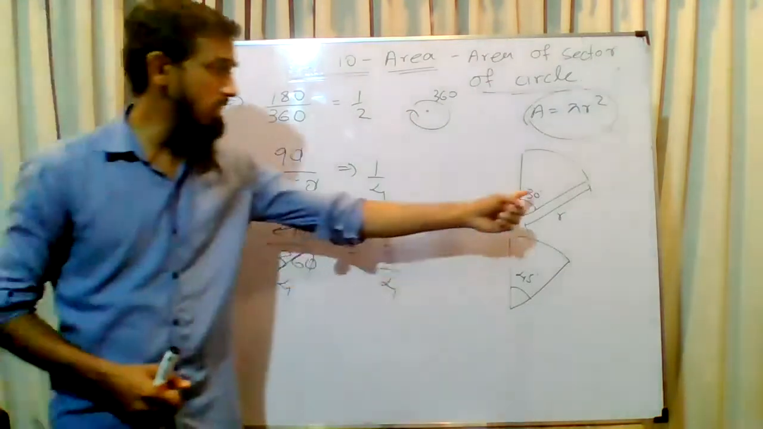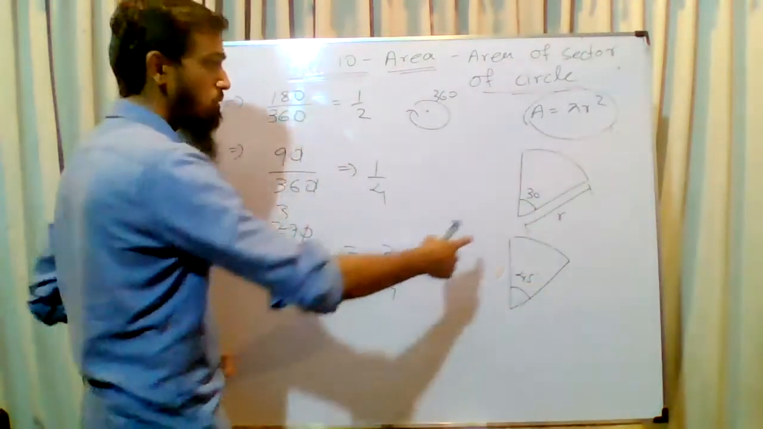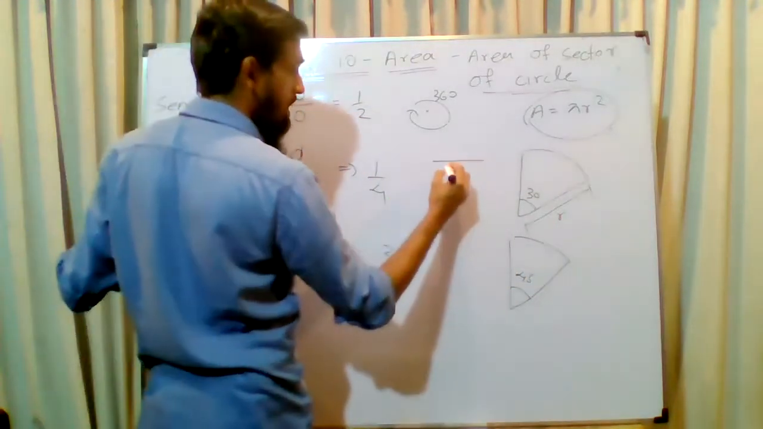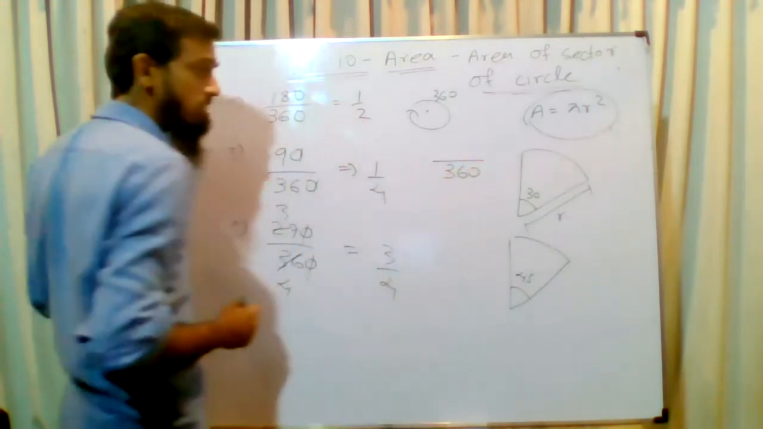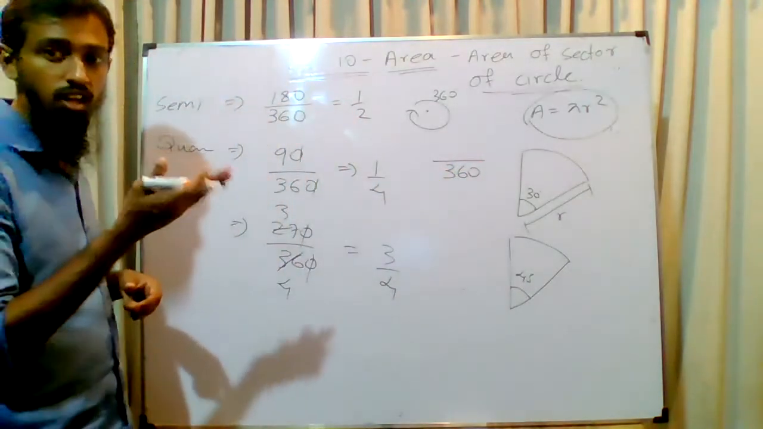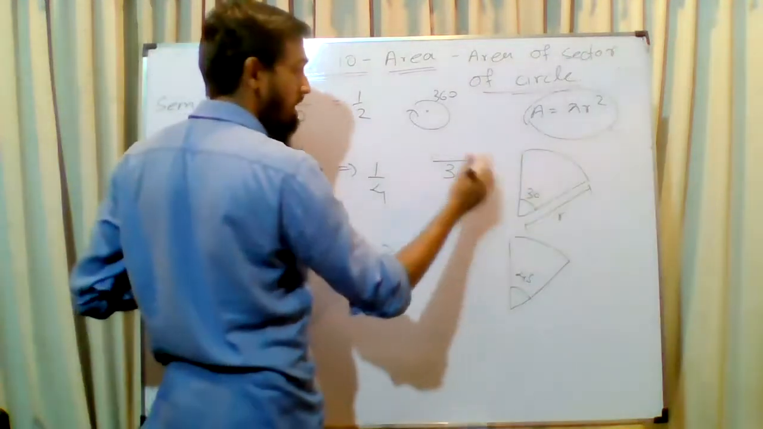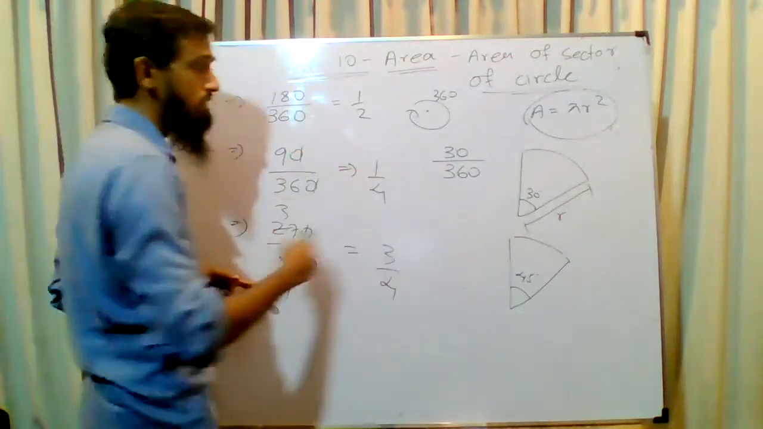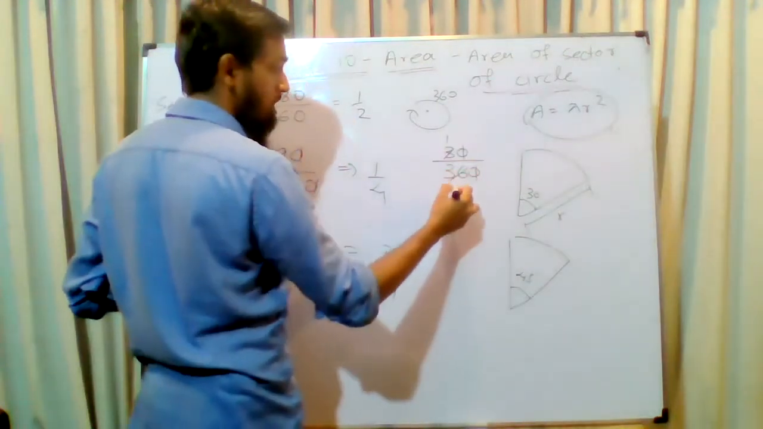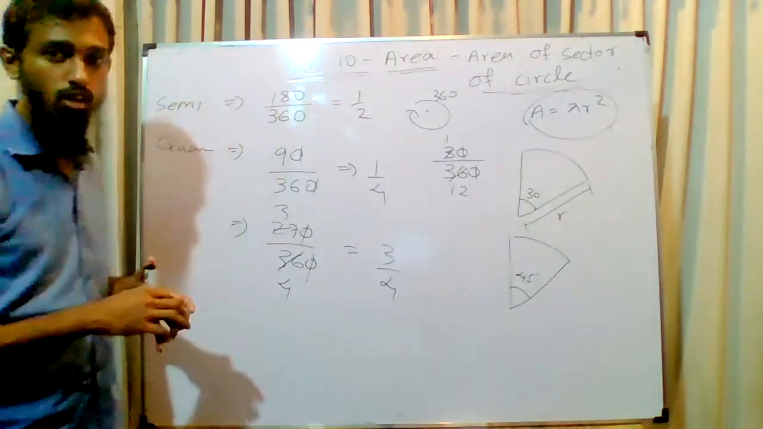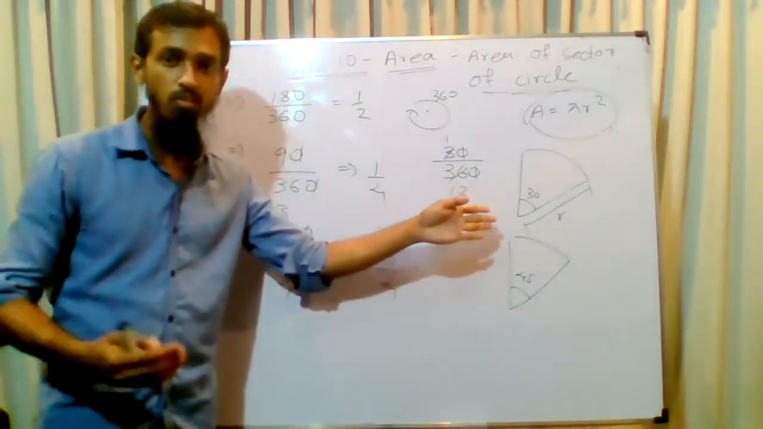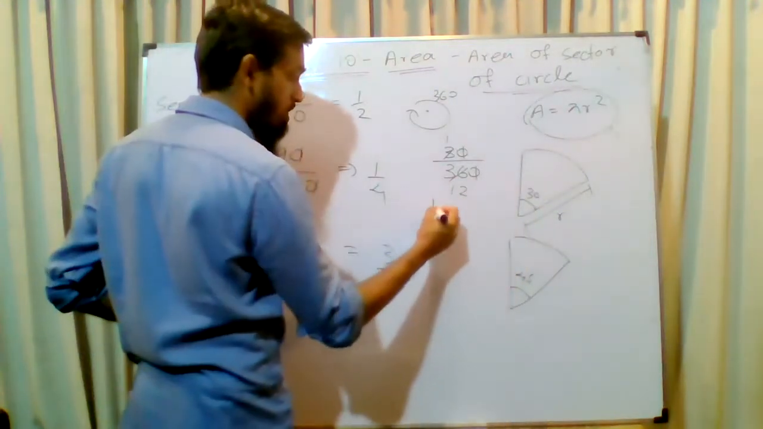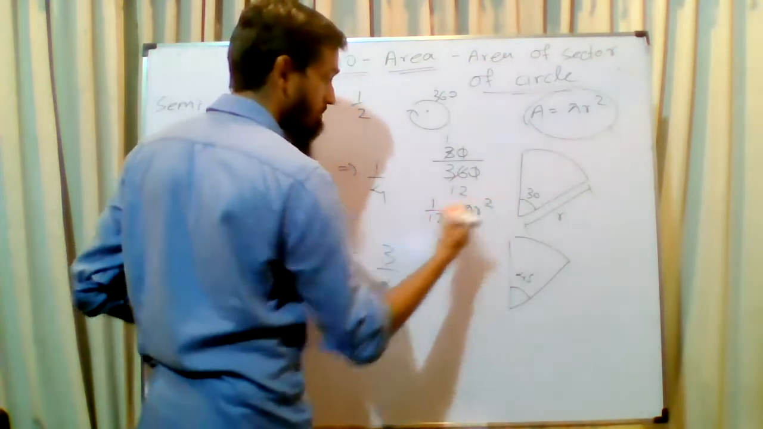Okay, for 30 and 45. What portion of the circle is given with the angle of 30? The angle around the point is 360. So out of 360, how much do we have? 30. So the portion of the sector given by angle 30 is 1/12. If you know the portion of the sector, we can multiply with pi r square. So the area of this sector is 1/12 into pi r square.